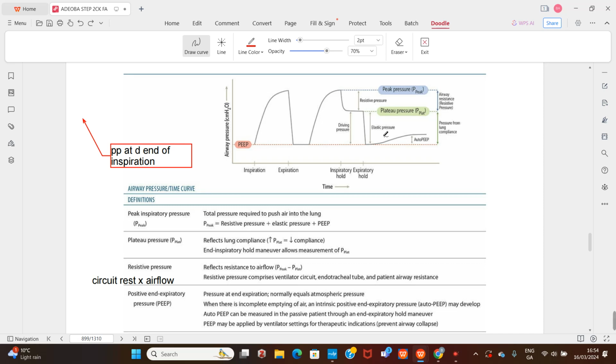Exactly. So what is up is restrictive pressure, and it is dependent on the airway resistance. What is down is elastic pressure, and it is dependent on lung compliance. So these are our PEEP at baseline, because from here to here is the value of the PEEP, maybe 5, maybe anything. That's the pressure at the baseline. So this is auto PEEP, and I'm going to explain what auto PEEP means.